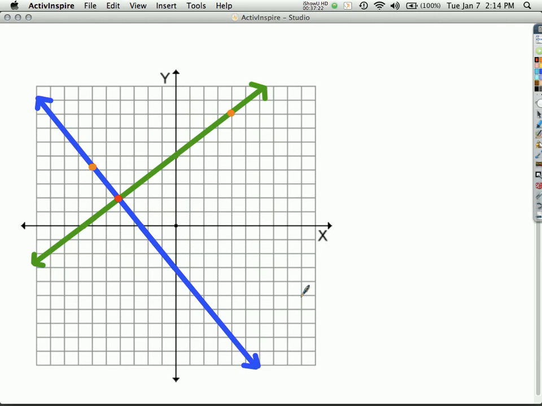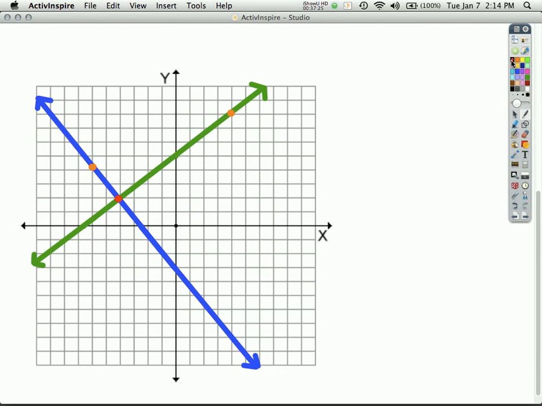Oh, and just another point. What if I picked this point over here? Oops, excuse me.